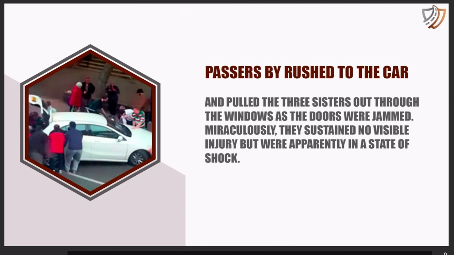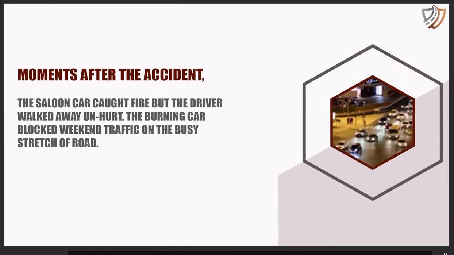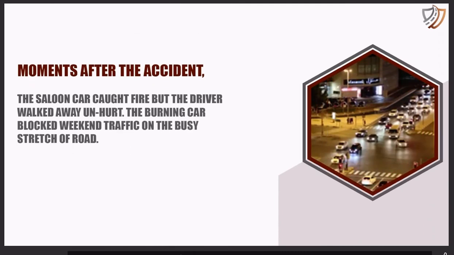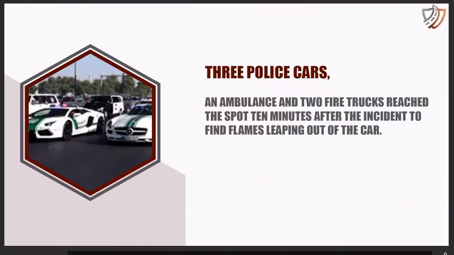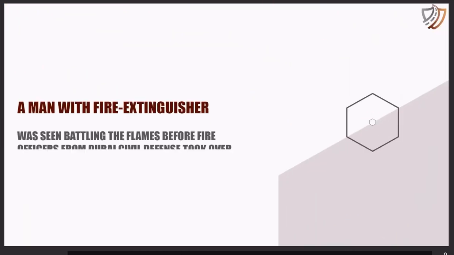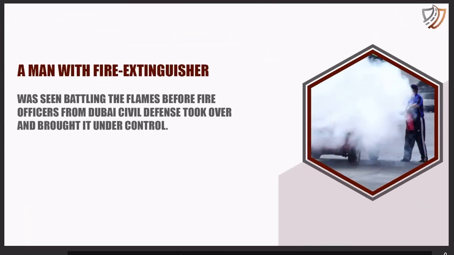Passers-by rushed to the car and pulled the 3 sisters out through the windows as the doors were jammed. Miraculously, they sustained no visible injury, but were apparently in a state of shock. Moments after the accident, the saloon car caught fire, but the driver walked away unhurt. The burning car blocked weekend traffic on the busy stretch of road. 3 police cars, an ambulance, and 2 fire trucks reached the spot 10 minutes after the incident to find flames leaping out of the car. A man with a fire extinguisher was seen battling the flames before fire officers from Dubai Civil Defence took over and brought it under control.